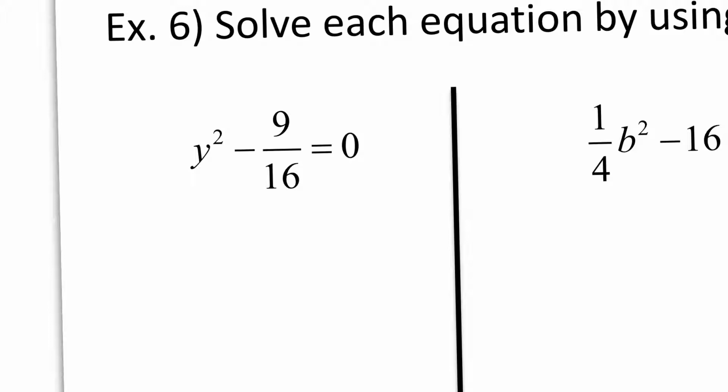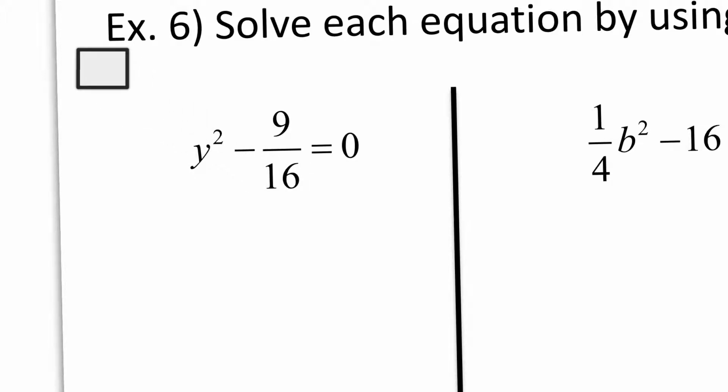Very simple. When you have a fraction here, you can do the same thing as if you have a regular number. Imagine the 16 is not here. So look, I took away the 16. So if you have y squared minus 9 equal to 0, well, to get rid of the 9, you add 9 to both sides. That's what we're going to do right now. So I'm going to take away this here.